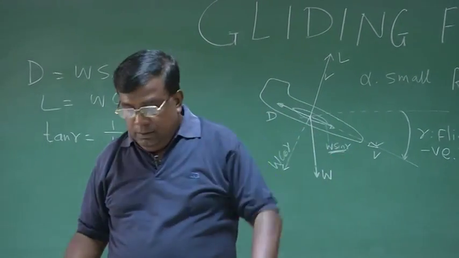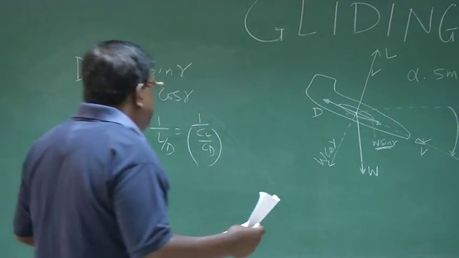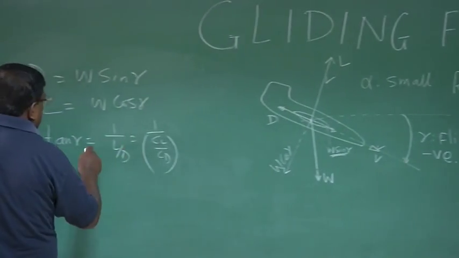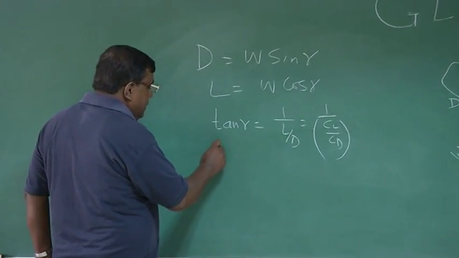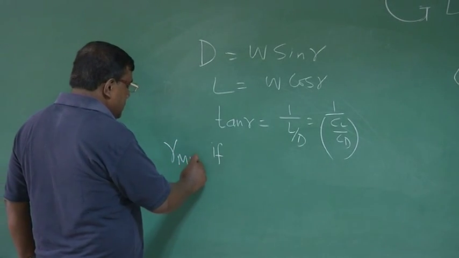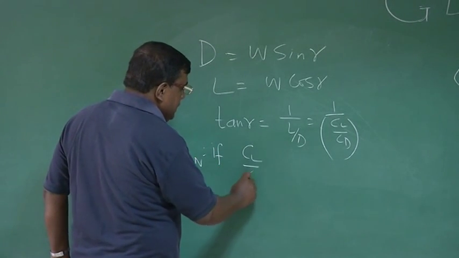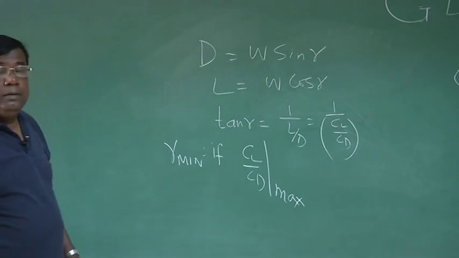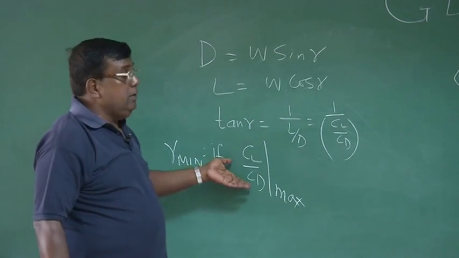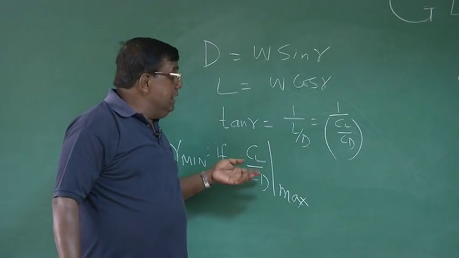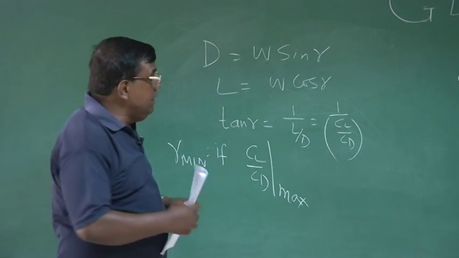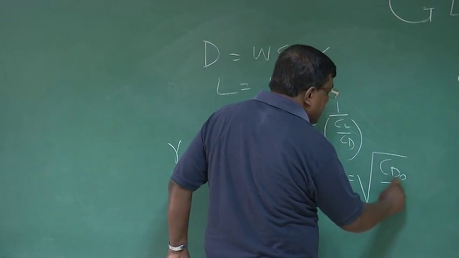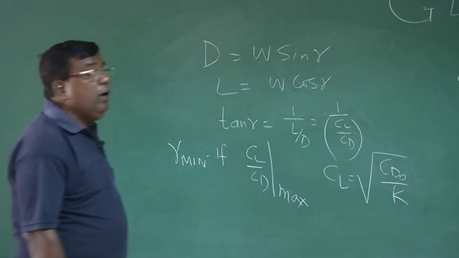Okay? For the range, that means gamma will be minimum if CL by CD is maximum, from this relationship. And this condition is not unknown to us, we are very familiar. CL by CD max means what? It means I should fly such that CL equals CD naught by K. And where from do I get CD naught and K?